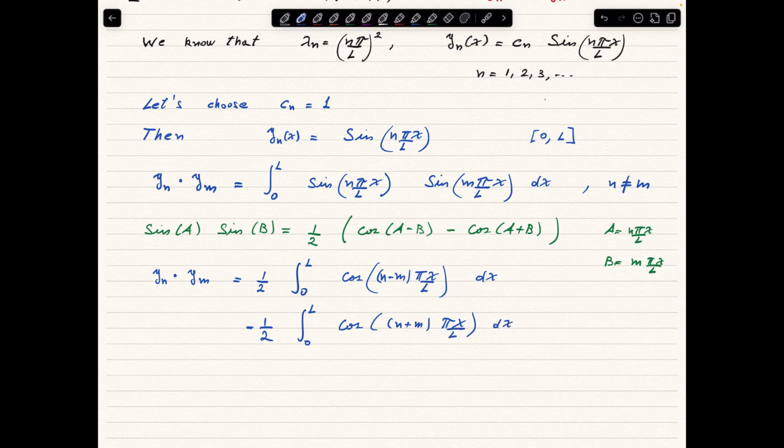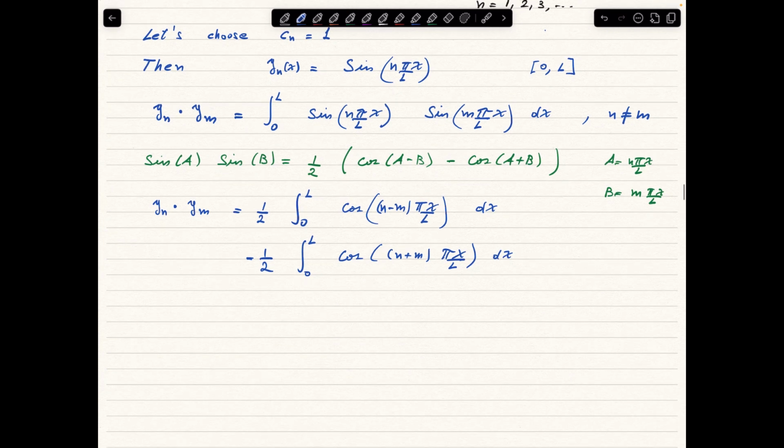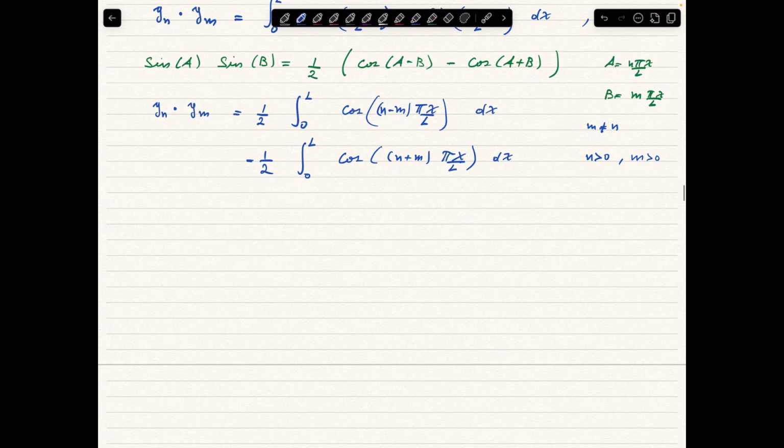So that's the integral we need to do, but it's an integral of a sine and a cosine. Recall that m is different from n, so this is never 0. And the other thing is that n is positive and m is positive, so this is also never 0. So we can divide by those quantities. So if we do that, we get, let's integrate 1/2.